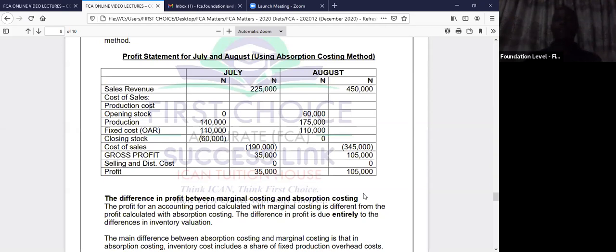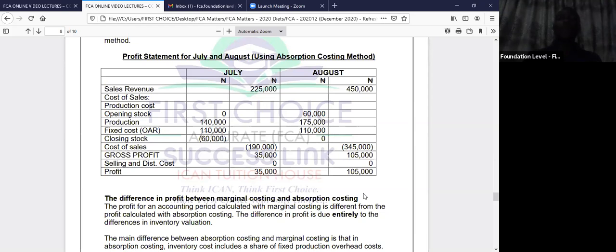And how does opening stock behave? Okay, let's say you have 60 opening stock and you have 35 closing stock. The difference is just 25. So if opening stock increases your cost, it means your cost would have been increased by 25. And it means that your profit will be reduced by 25.